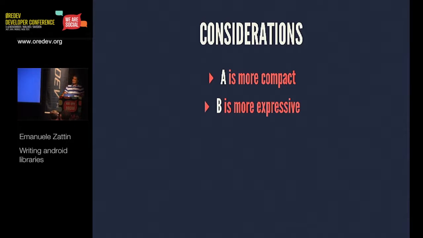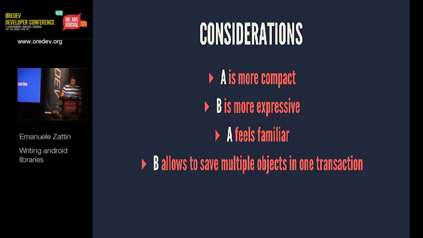B is more expressive. There's no magic going on behind the scenes. You know there's a transaction going on. Probably in that save method, there will have to be a transaction. So you have to choose if you want to expose that kind of abstraction to your user or not. A feels familiar. I mean, it's just a save method. What can possibly go wrong? You know exactly what it does.